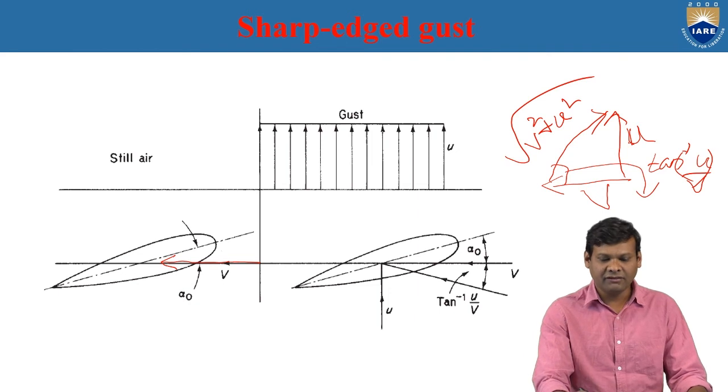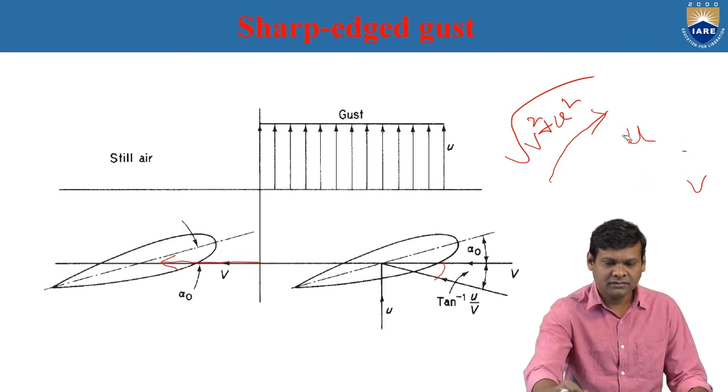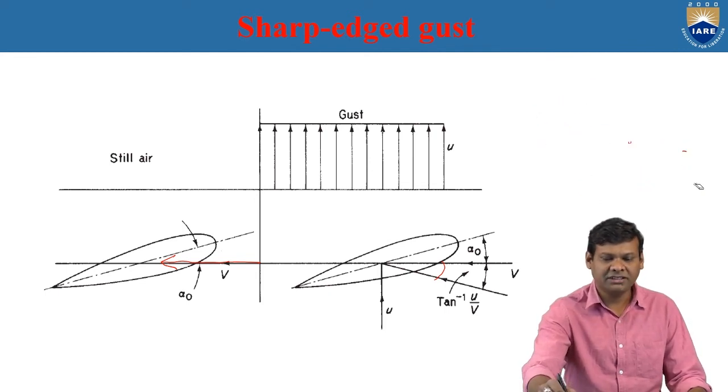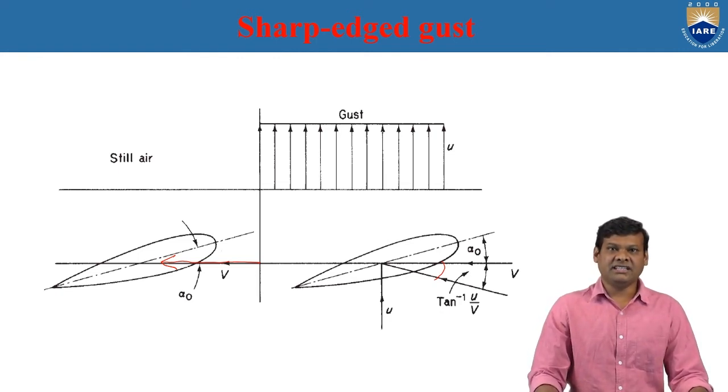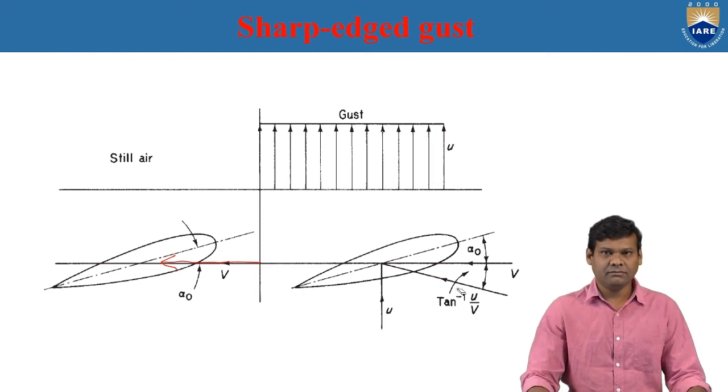This is what we have. The angle of gust is tan inverse u by v. Here, what we have observed is that the resultant velocity has been increased from v to approximately u plus v for a small gust velocity, and moreover the wing incidence angle has been changed. Let us look at what happened.